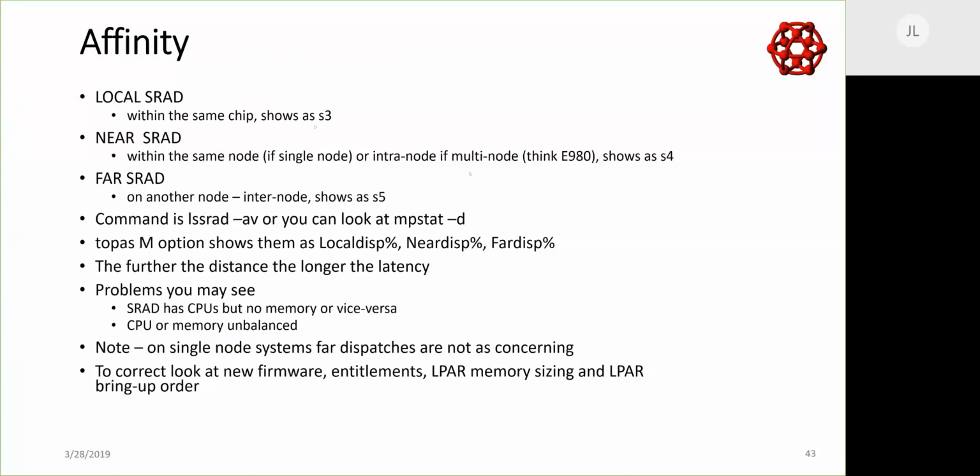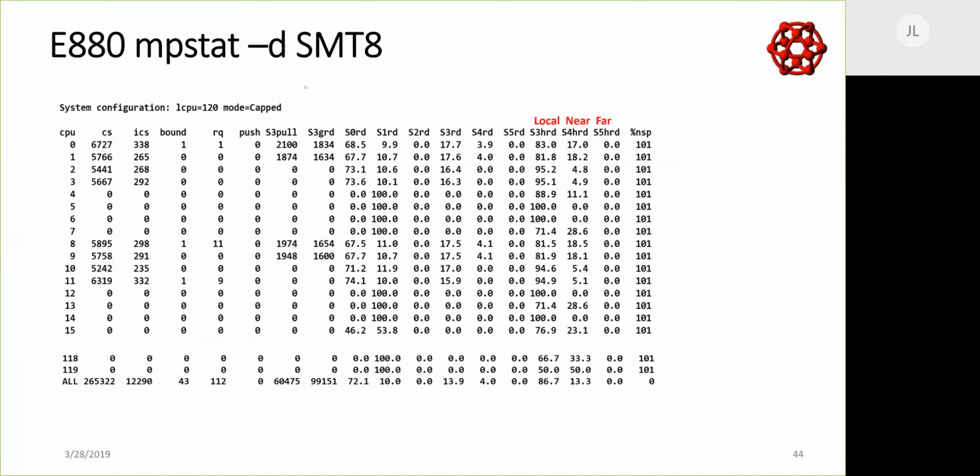If you look at an mpstat -d, so this is on an E880, which is a multi-node. They have very meaningful names. S3HRD is your locals, S4HRD is your near, and S5HRD is your far. So this is actually not a bad layout for this. You know, if I look at CPU 0, which is thread 0, 83% of the time it's local, and so on. What you don't want to see is stuff that's more like this down the bottom, or where these are flipped, where 100% of the time it's far, and so on. So you can look at those and remember, as with all stat commands, this is since boot.